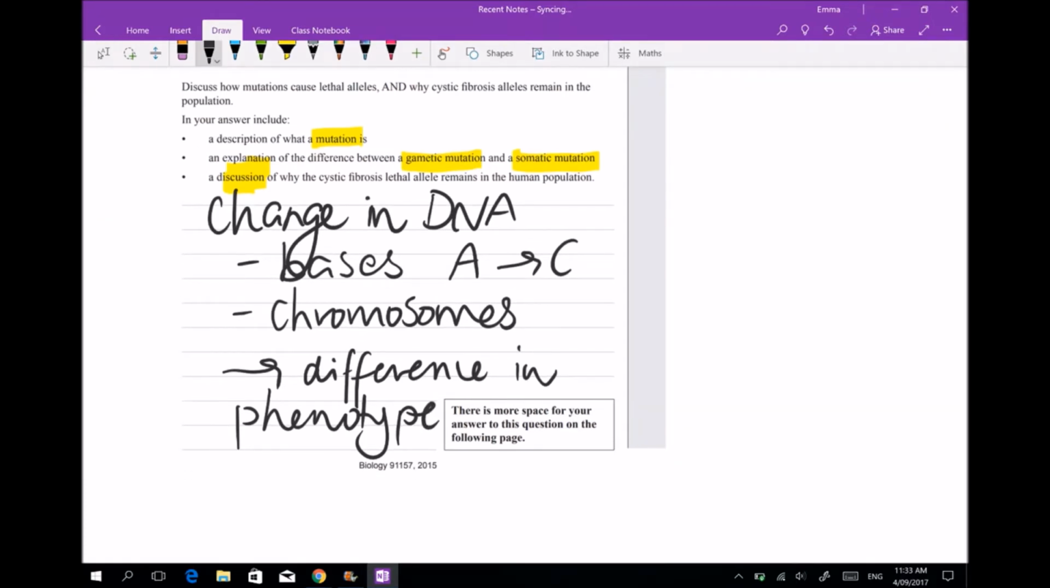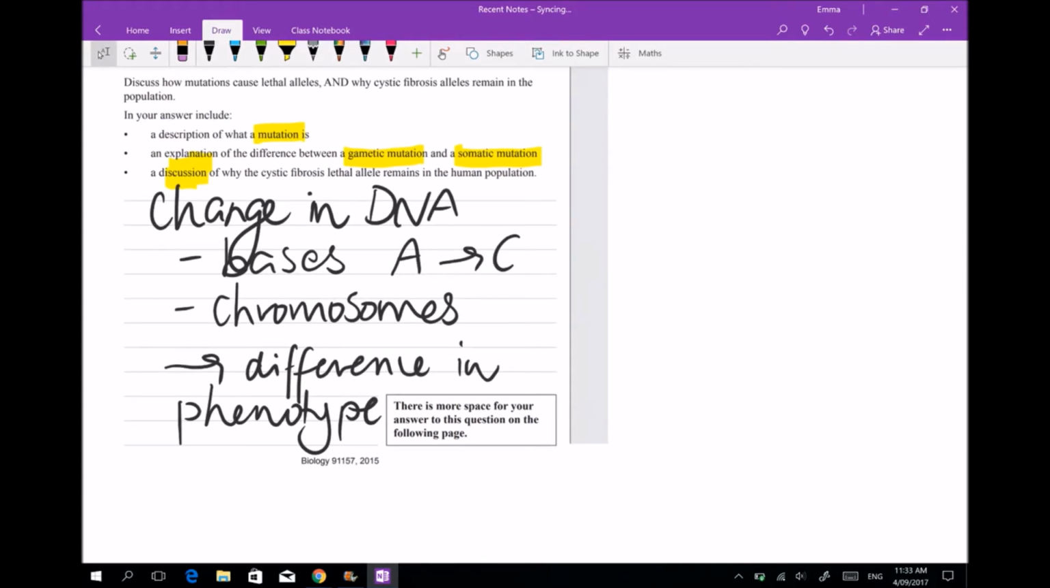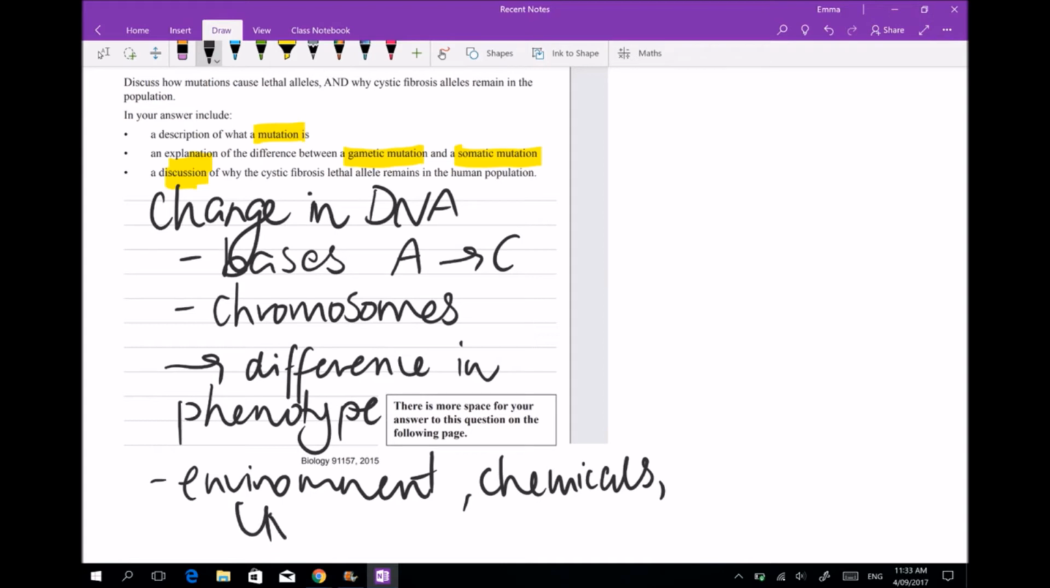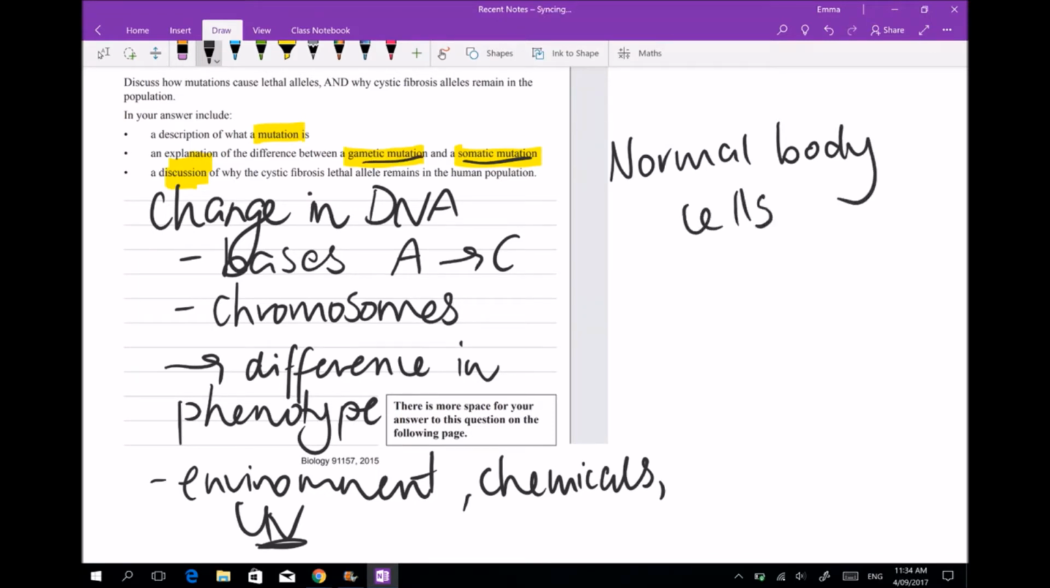So let's look at the next part, an explanation of the difference between a gametic mutation and a somatic mutation. So mutations can be caused from the environment, chemicals, UV, especially important to us with melanoma. So a somatic mutation occurs in your normal cells, normal body cells. A gametic mutation will be one that occurs in the sperm or the eggs.